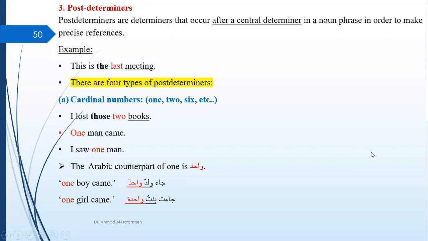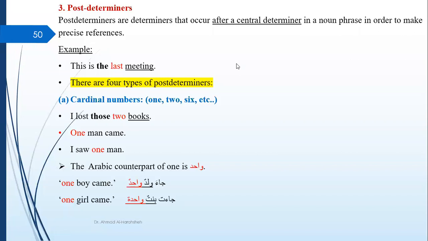Good morning, everybody. Today, inshallah, we will talk about post determiners. Last time, if you remember, we talked about pre-determiners. Today, inshallah, we will talk about post determiners.